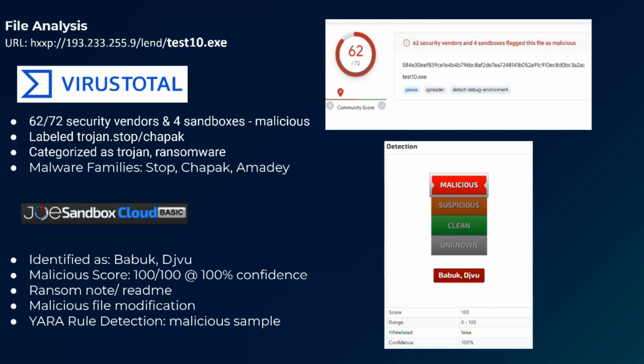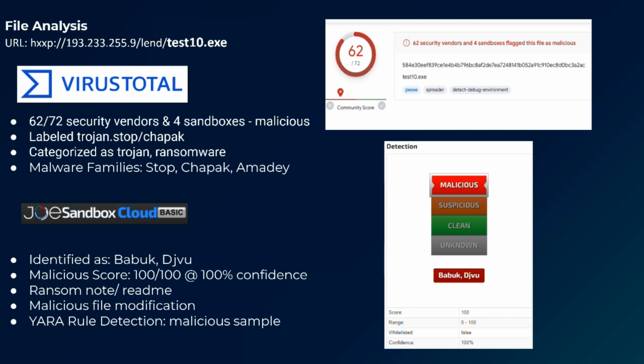And on Virus Total, we found a staggering 62 out of 72 security vendors flagged this file as malicious. This high detection rate raises an immediate red flag. The primary threat categories associated with this file are Trojan and ransomware. Virus Total analysis also revealed some of the contacted URLs, domains, and IPs are flagged as malicious too.